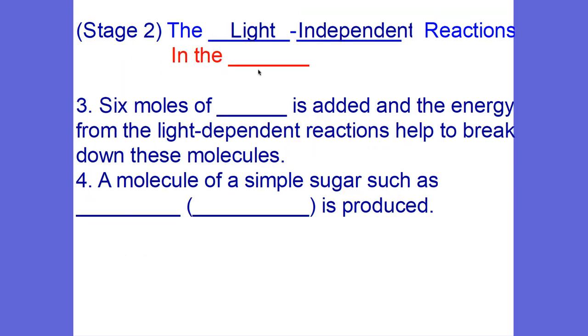Stage 2 is the light-independent reactions. We do not need light for stage 2, and these are inside the stroma. And what's happening inside the stroma is we have 6 moles of carbon dioxide coming in. That's the air that we breathe out, and the 6 moles of carbon dioxide is added, and the energy from the light-dependent reactions, that's why we produce energy in stage 1, helps to break the bonds, and what we make is a simple sugar called glucose, or C6H12O6. And so we have stage 1, we have stage 2.